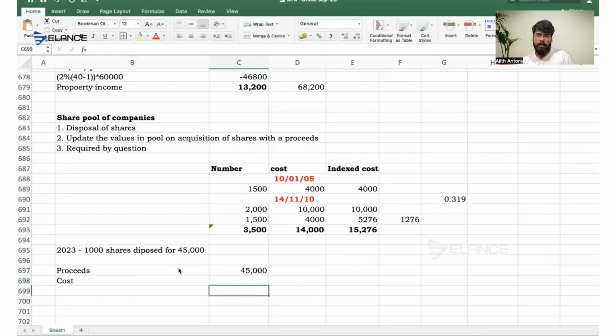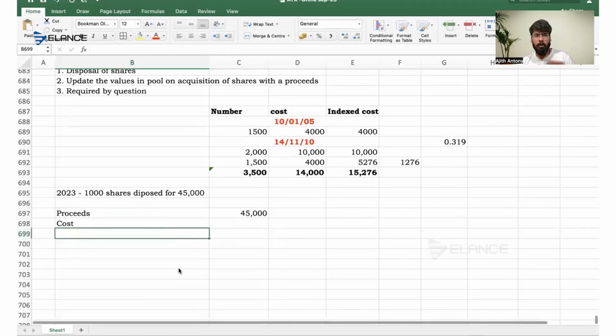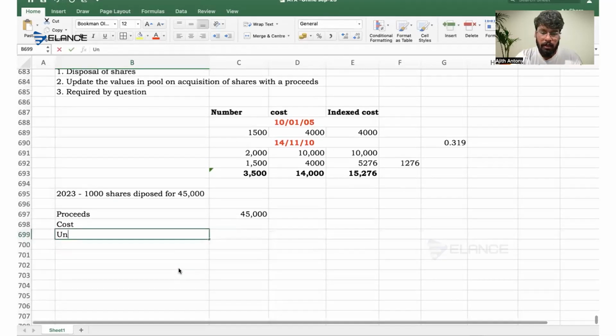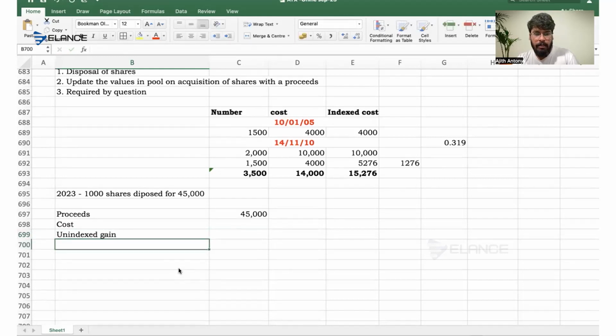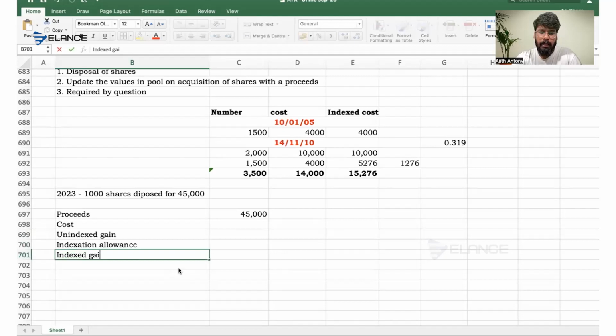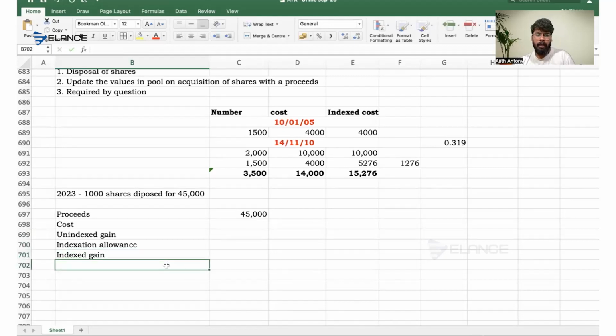ഓക്കെ, പ്രൊസീഡ്സിൽ നിന്ന് നമ്മൾ വിറ്റ ഷെയറിന്റെ കോസ്റ്റ് കണ്ടുപിടിക്കുമ്പോൾ കിട്ടുന്നതാണ് അൺഇൻഡെക്സ്ഡ് ഗെയിൻ. അൺഇൻഡെക്സ്ഡ് ഗെയിനിൽ നിന്ന് ഇൻഡെക്സേഷൻ അലവൻസ് കുറയ്ക്കണം. ഇൻഡെക്സേഷൻ അലവൻസ് കുറയ്ക്കുമ്പോഴാണ് ഇൻഡെക്സ്ഡ് ഗെയിൻ കിട്ടുക. അപ്പൊ നമുക്ക് ഇവിടെ 1000 ഷെയറിന്റെ കോസ്റ്റ് എത്രയാണ്, ഇൻഡെക്സ്ഡ് കോസ്റ്റ് എത്രയാണെന്ന് അറിയണം.